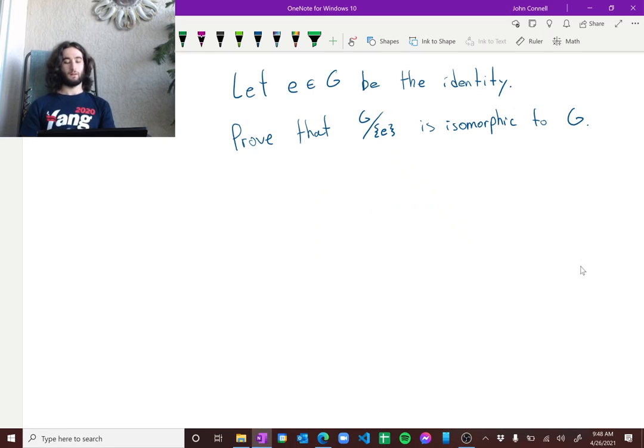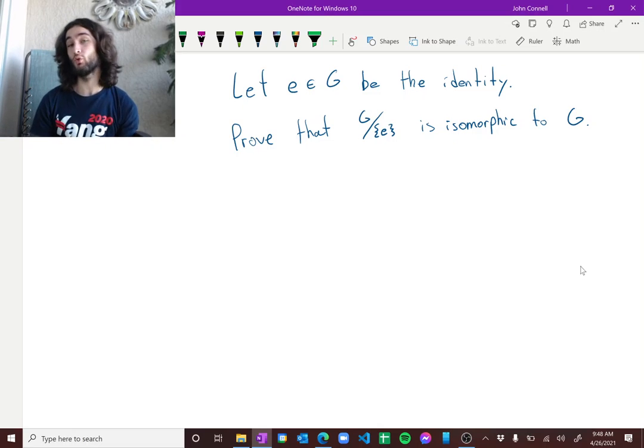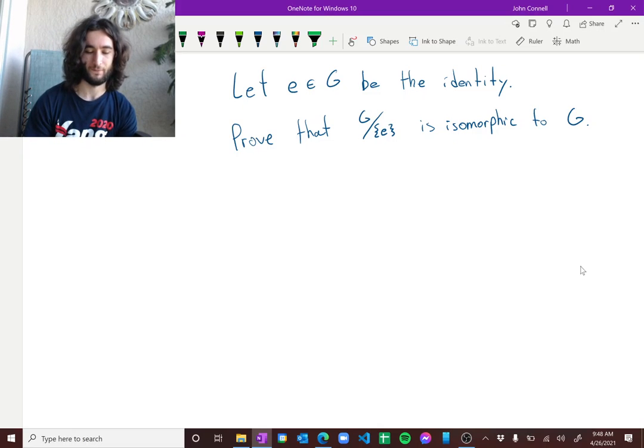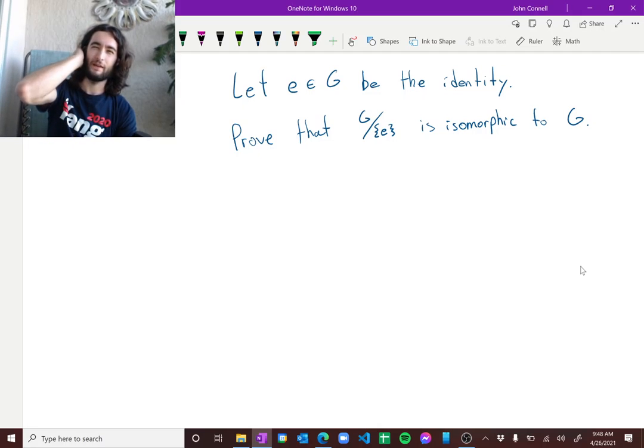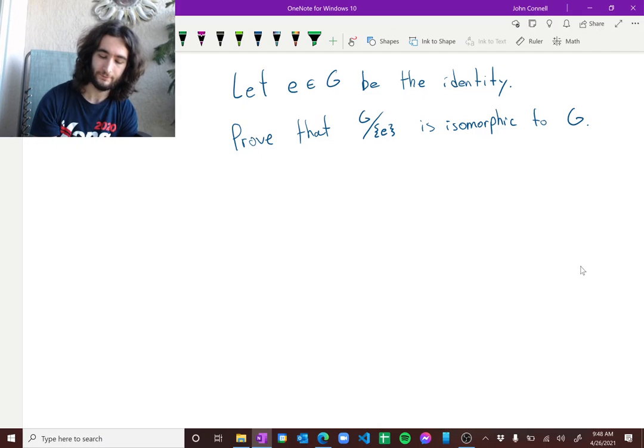Okay, number 4. So let E be the identity element and prove that when you mod out by that, or when you quotient by just that subgroup containing just the identity, that you stay isomorphic to yourself. Okay, so let's prove that that's the case. There's kind of two ways to go about proving that. One way is like this, where you start inspecting what the actual cosets look like.